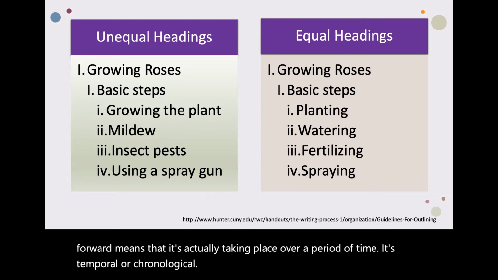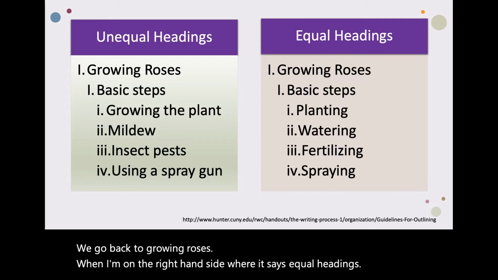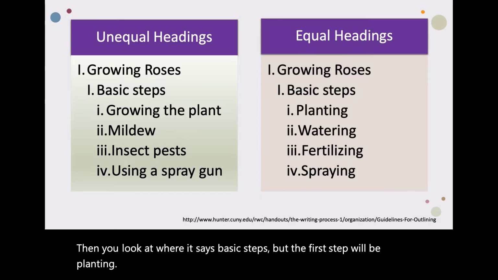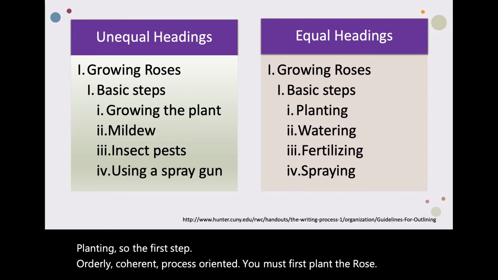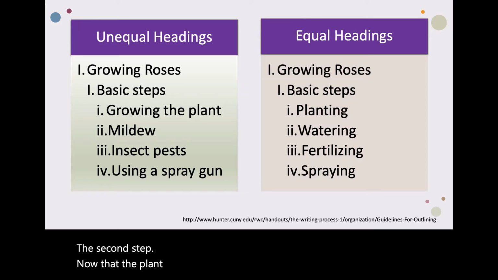It's temporal or chronological. We go back to growing roses. I'm on the right-hand side where it says equal headings. Then you look at where it says basic steps. The first step will be planting. So the first step, orderly, coherent, process-oriented, you must first plant the rose. The second step, now that the rose is planted, you want to water it.